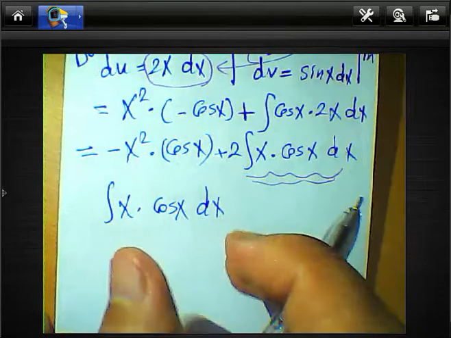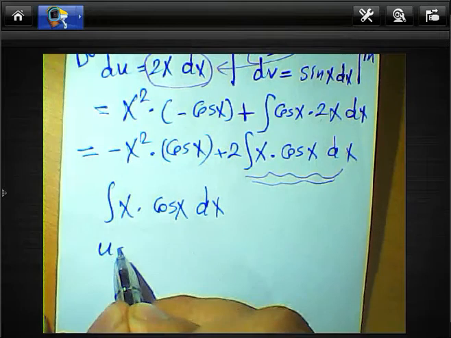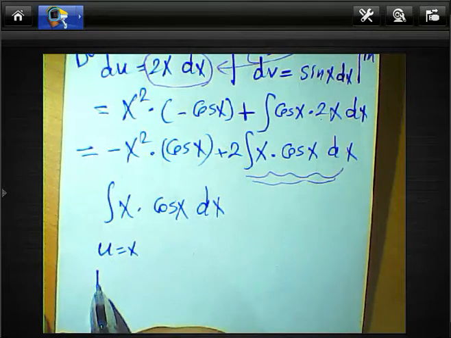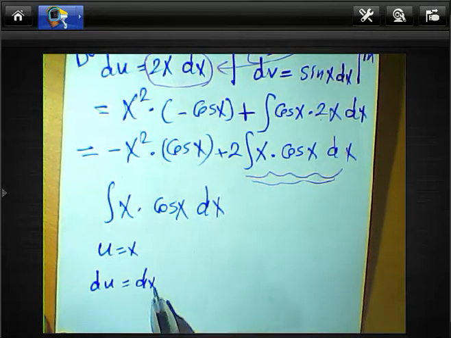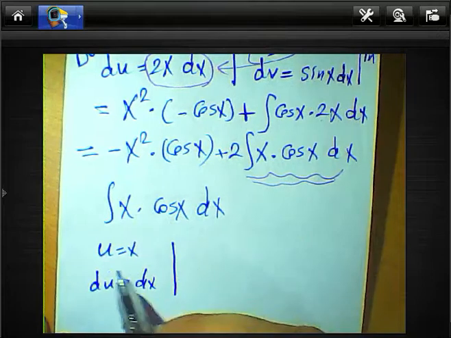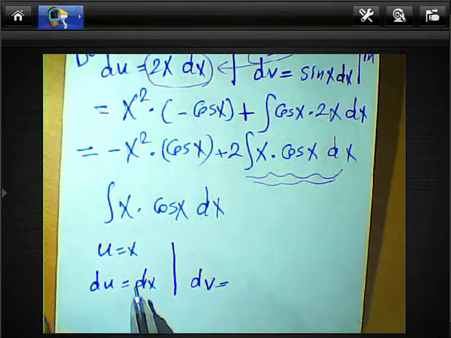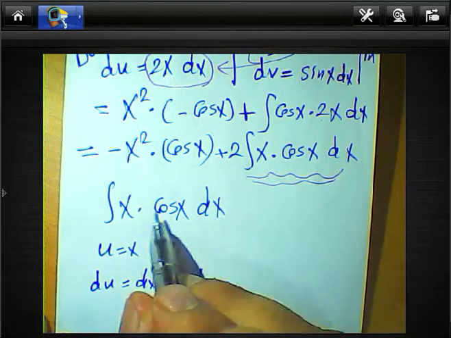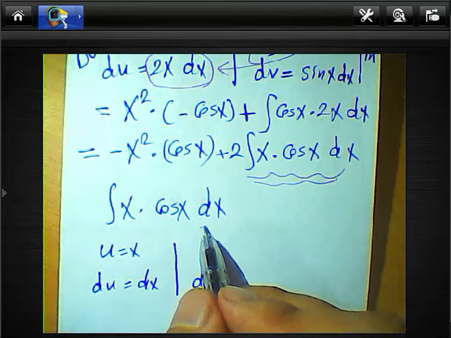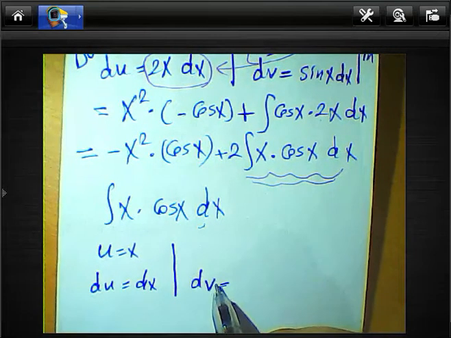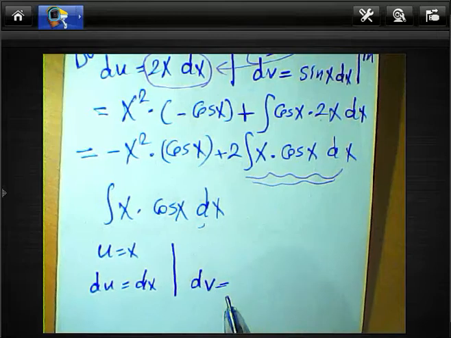Let u equal x and du equal dx, and we can write dv equal what? x cosine x, dv equal what?